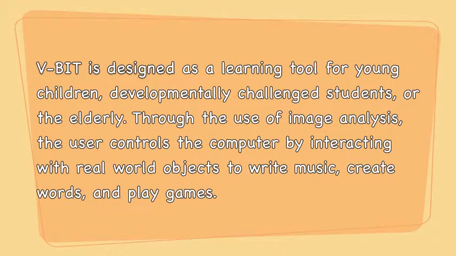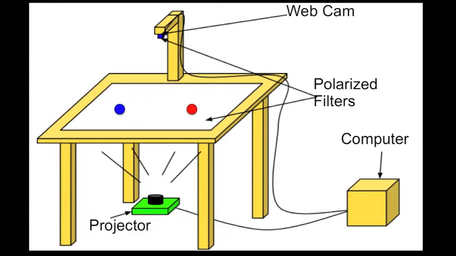VBIT is designed as a learning tool for young children, developmentally challenged students, or the elderly. Through the use of image analysis, the user controls the computer by interacting with real-world objects to write music, create words, and play games. VBIT uses a webcam to track real-world colored objects, in this demo, colored LEDs, that act to control the user's interaction with the computer.